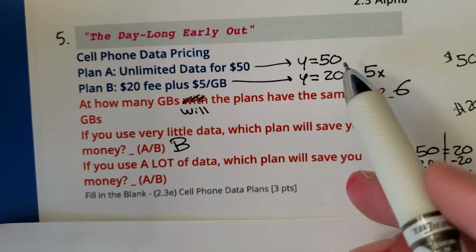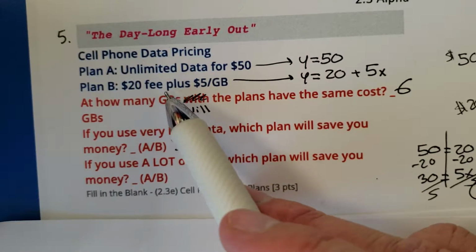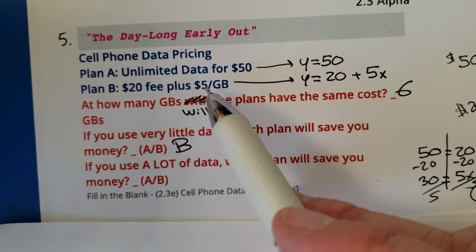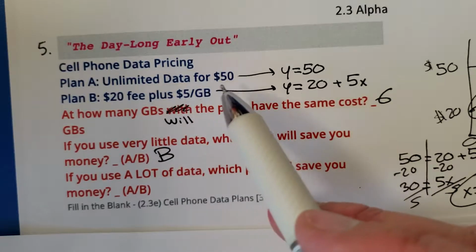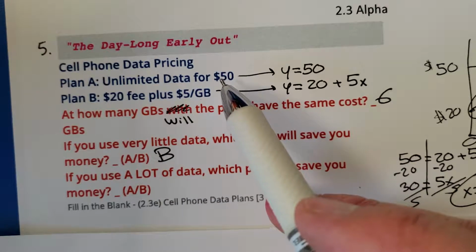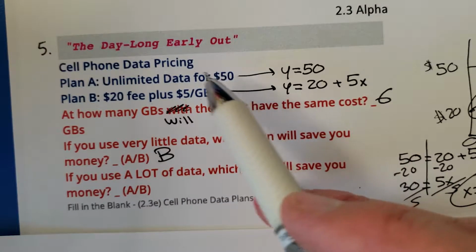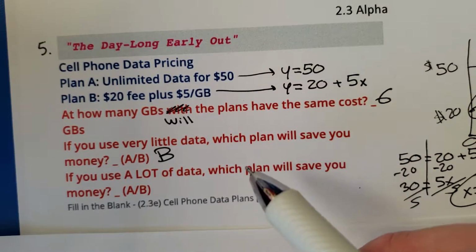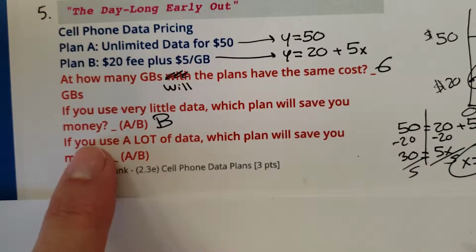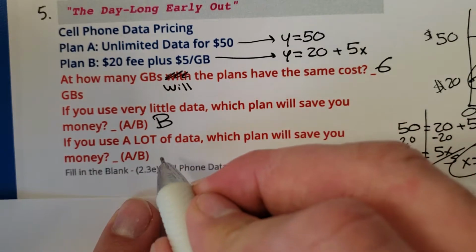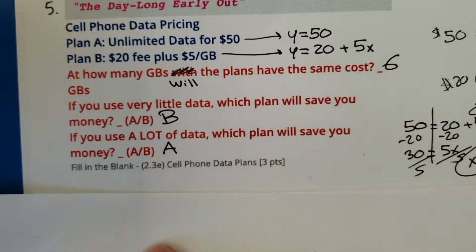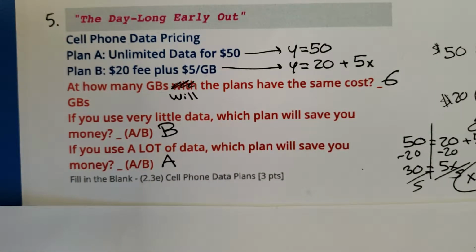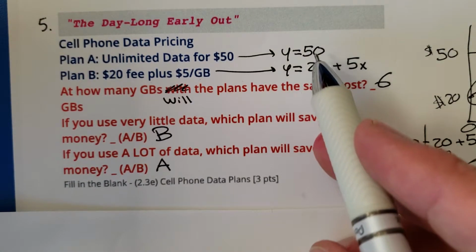You can look at that just from the question. It's $20 plus gigabytes. If you use no gigabytes, this is going to be $20. If you use no gigabytes, it's still 50. So the flat fee is always going to be the better deal over time. If you use a lot of data, you'd want to have the flat fee. That's why people pick unlimited data. If they use their phones a lot, they don't have to worry about the price.